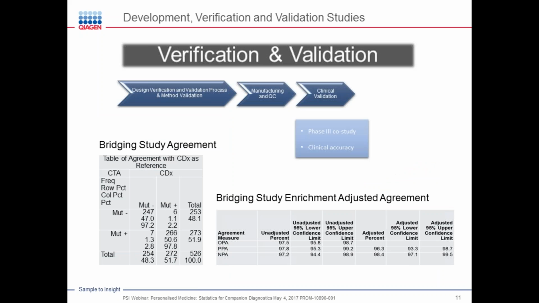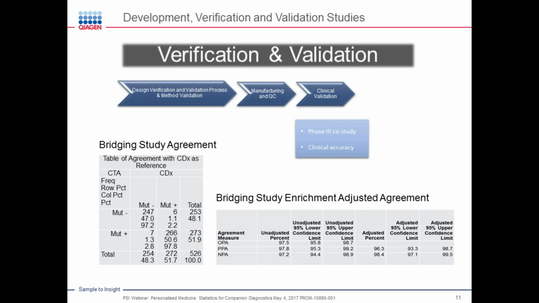And then the final stage of verification and validation is the clinical validation stage. And so this is where the remaining part of this talk and the next two talks sit. So clinical validation consists of a clinical accuracy study where we'll be looking at the sensitivity and specificity of clinical samples from an appropriate population, and the phase 3 co-study.